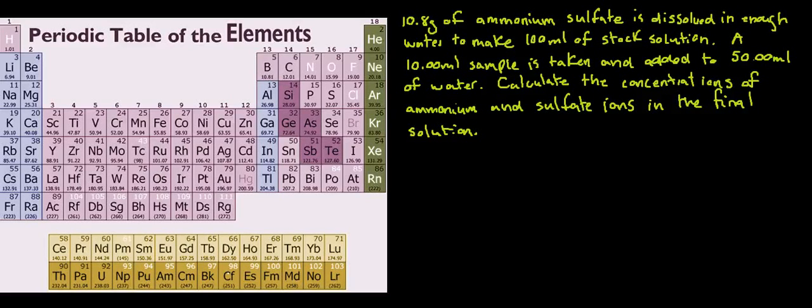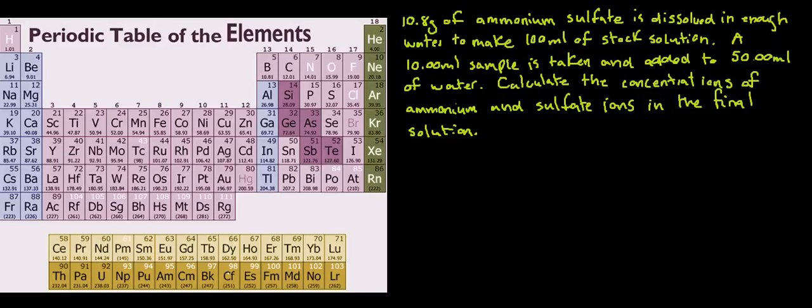10.8 grams of ammonium sulfate is dissolved in enough water to make 100 milliliters of stock solution. A 10 milliliter sample is taken and added to 50 milliliters of water. Calculate the concentrations of ammonium and sulfate ions in the final solution.